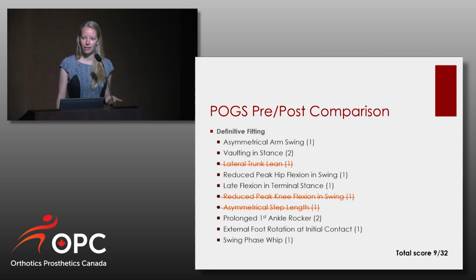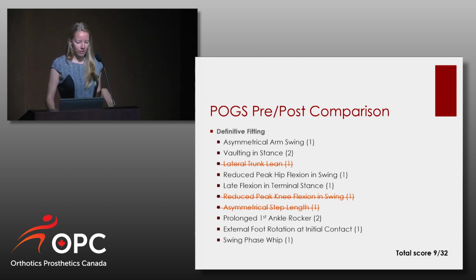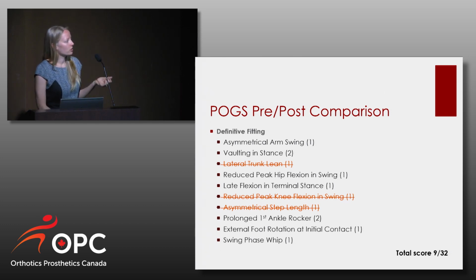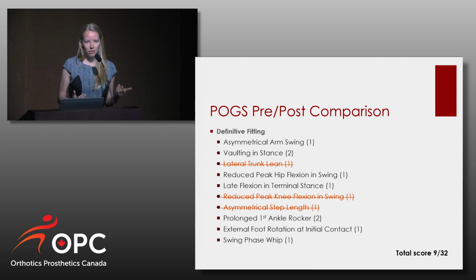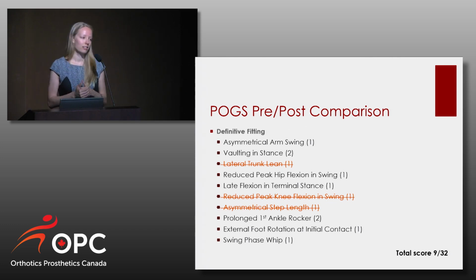Some of the other deviations he still had. He still vaults in stance. He still has a slight whip. He still has external rotation at initial contact. But he's also been using a prosthesis for a very long time, and these are things that we would expect. Vaulting in stance is a hard one to take out. If we really coach him on it, he doesn't have to vault in stance. He can stop himself from vaulting. But if he's left to just walk naturally, he does it.